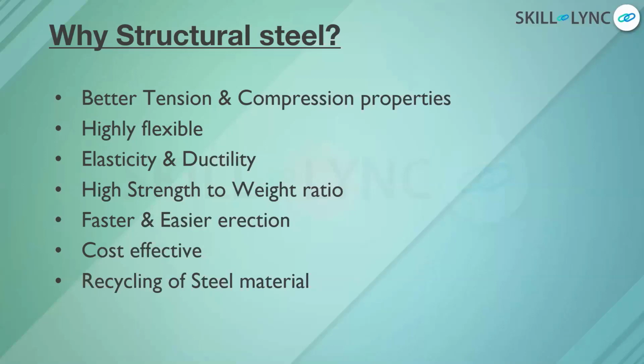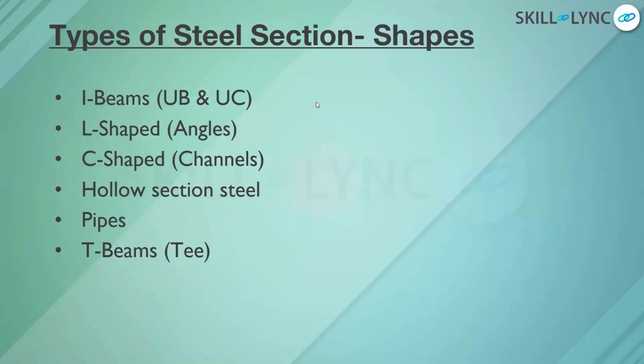If you do the same kind of building using a concrete RCC framed structure, the dead load will be heavy. Understood? It will be massive. So to reduce the dead load is why we are going on with structural steel nowadays in high rise buildings or skyscrapers. Now let's see the types of structural steel sections.